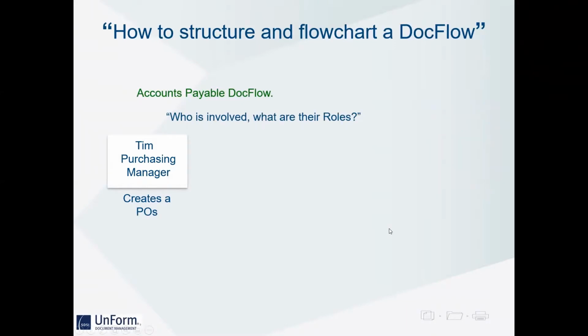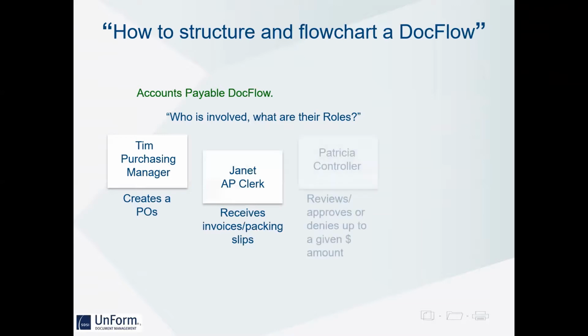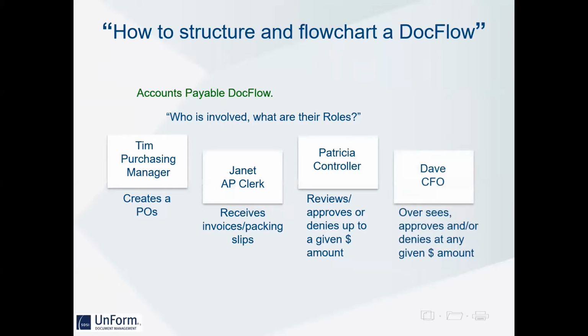Let's say we have Tim as the purchasing manager in this accounts payable workflow; he creates the POs. Janet is the AP clerk. She receives the invoices and packing slips, and also the receiver documents, for those of you who create receiver documents, and she processes those. Patricia's the controller. She processes and approves up to a certain given amount. In this scenario, we're going to give her a $2,500 max approval target. She can't approve anything higher than that. And then Dave, the CFO, oversees and approves or denies any and all at any given dollar amount.